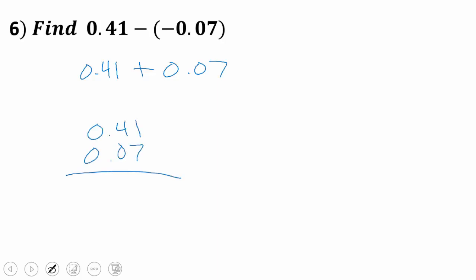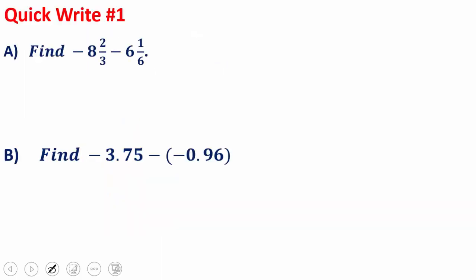All right. How about 0.41 minus a negative 0.07, or 41 hundredths minus a negative 7 hundredths? So I would go 41 hundredths plus 7 hundredths, and then I can line it up, 0.41, 0.07, and that's 0.48 is my final answer. Ladies and gentlemen, straightforward stuff. I know you can do it.